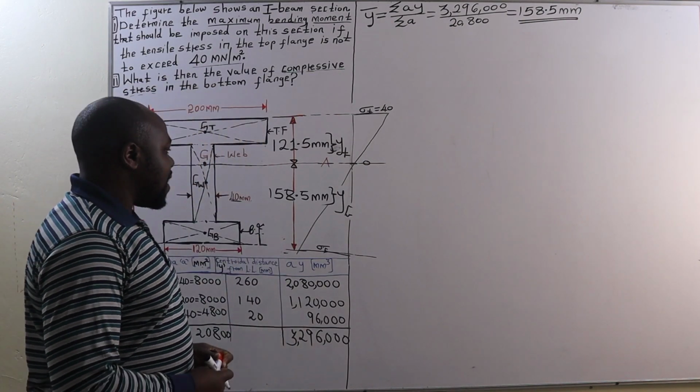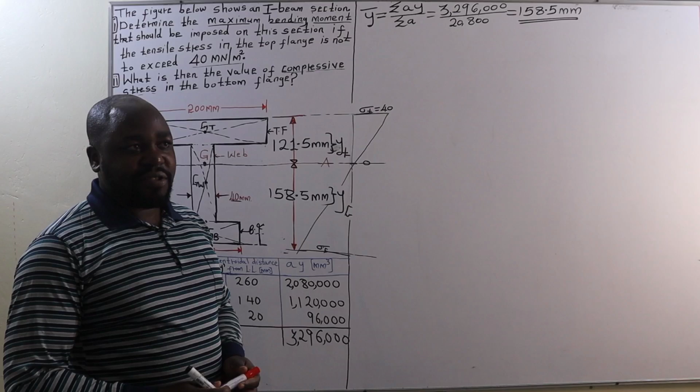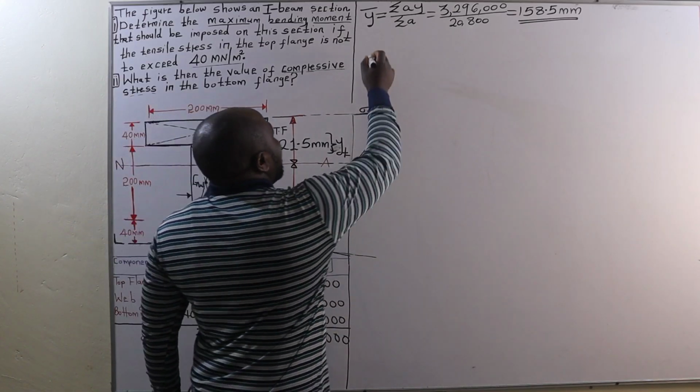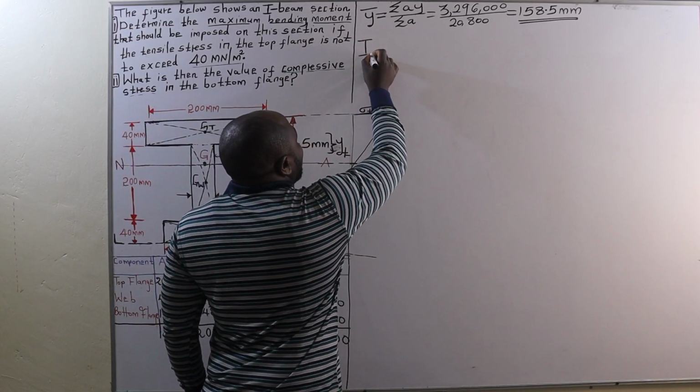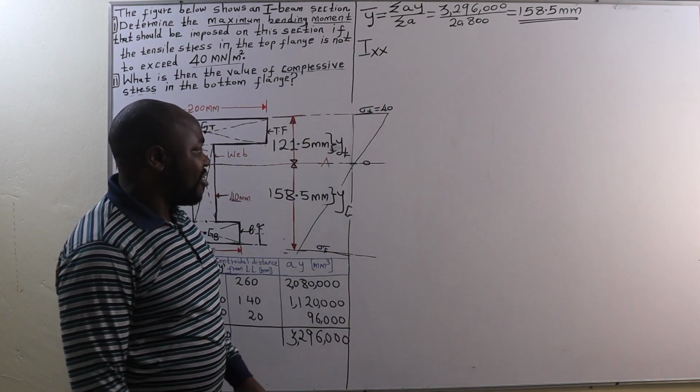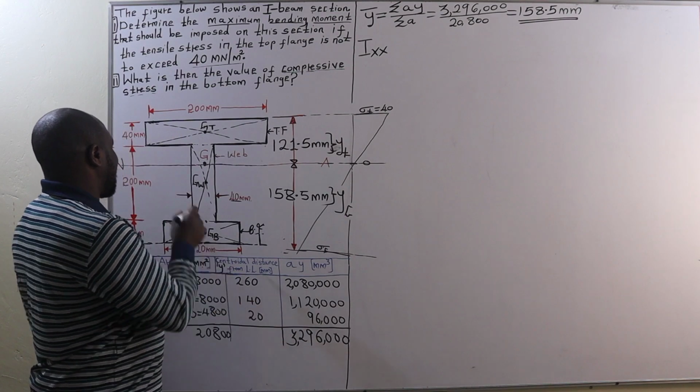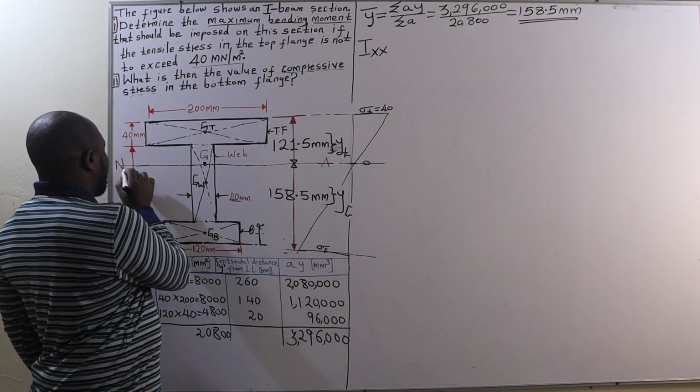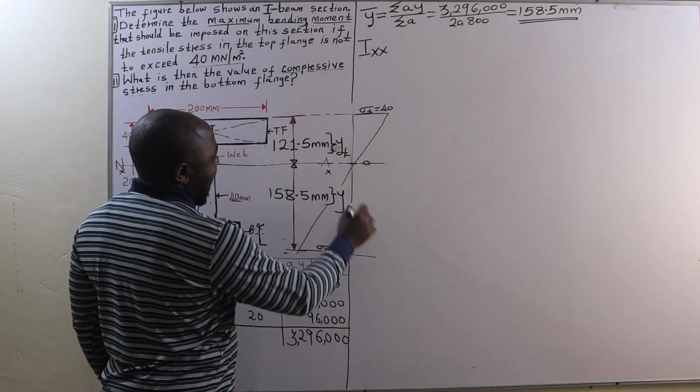Now, the next thing we are going to do is to calculate the value of the moment of inertia about the x-axis, or in other words, about the neutral axis. So the neutral axis is along the x-axis.